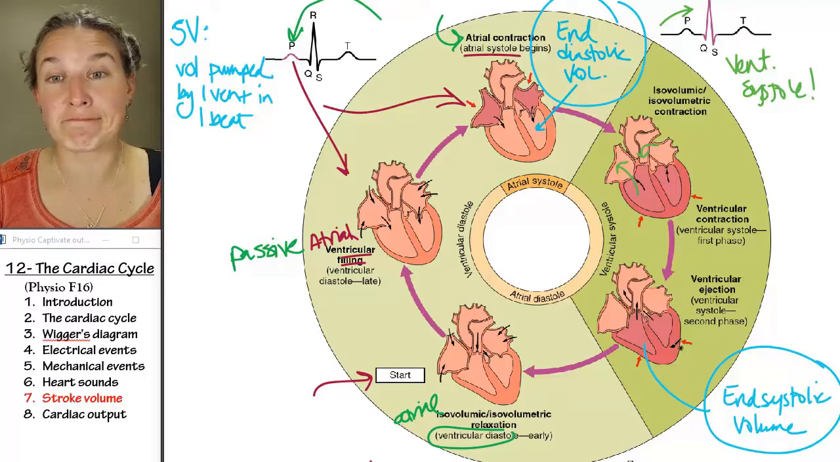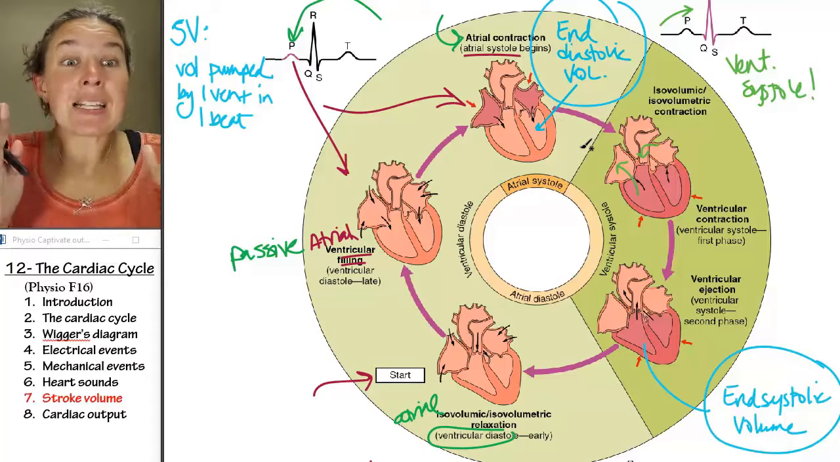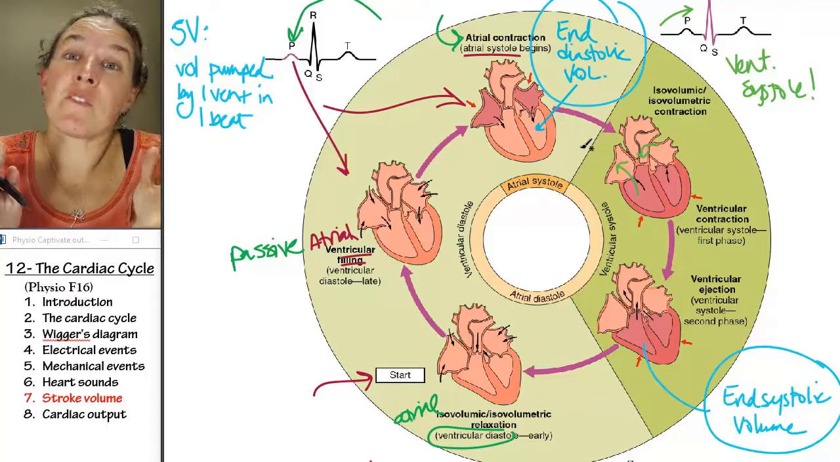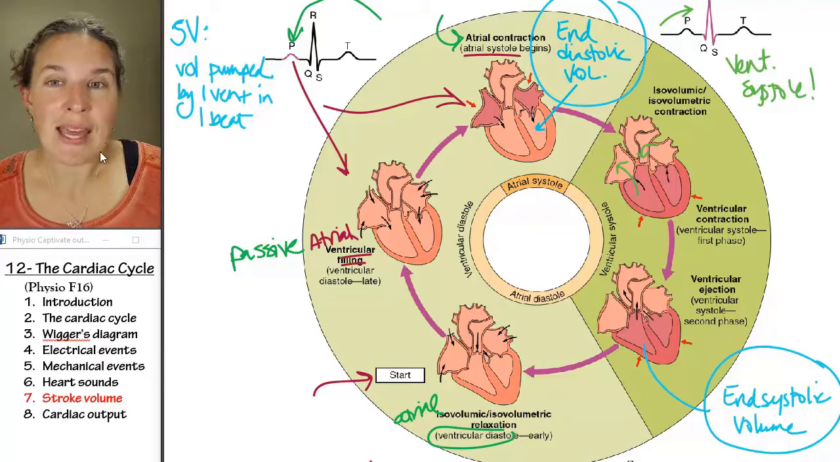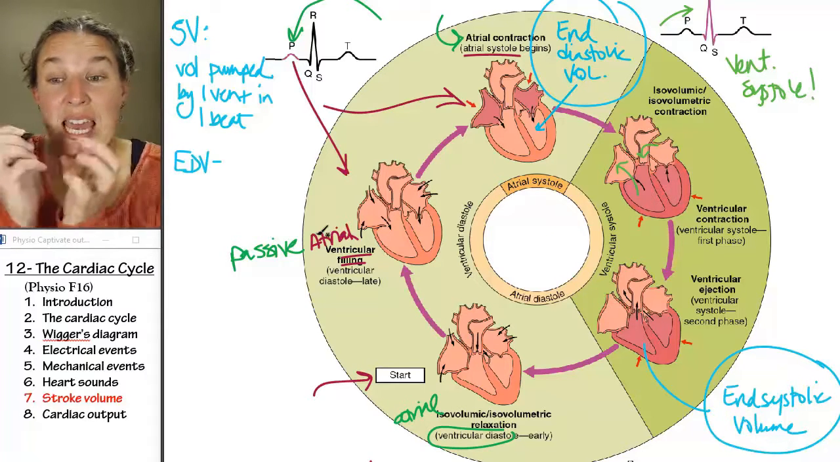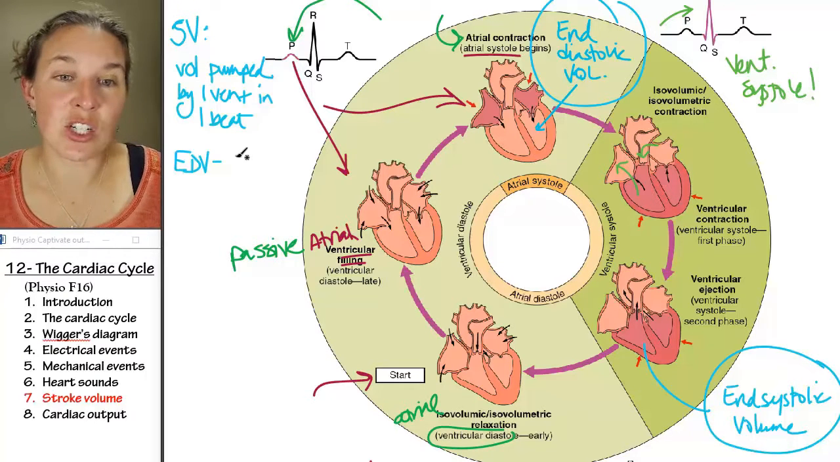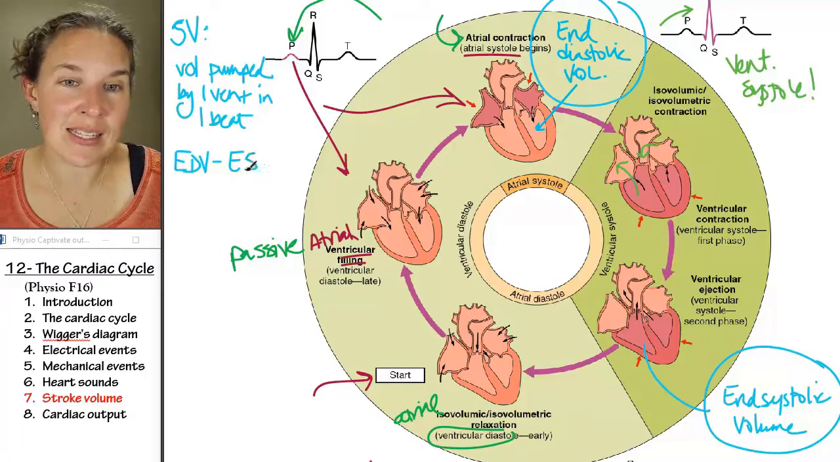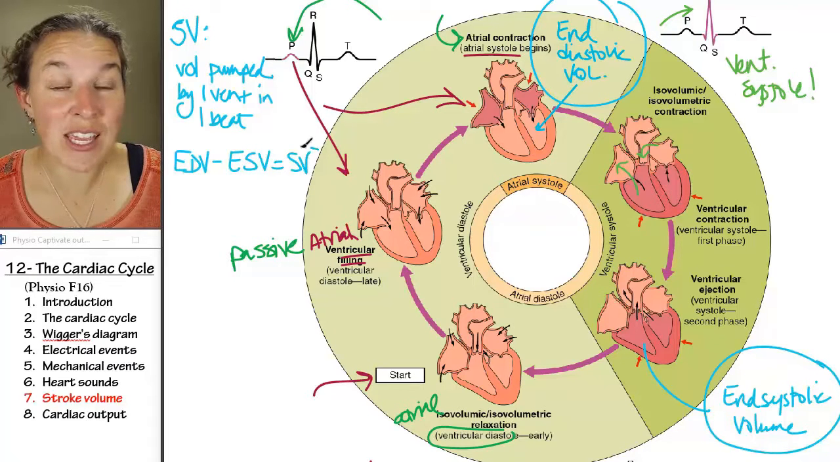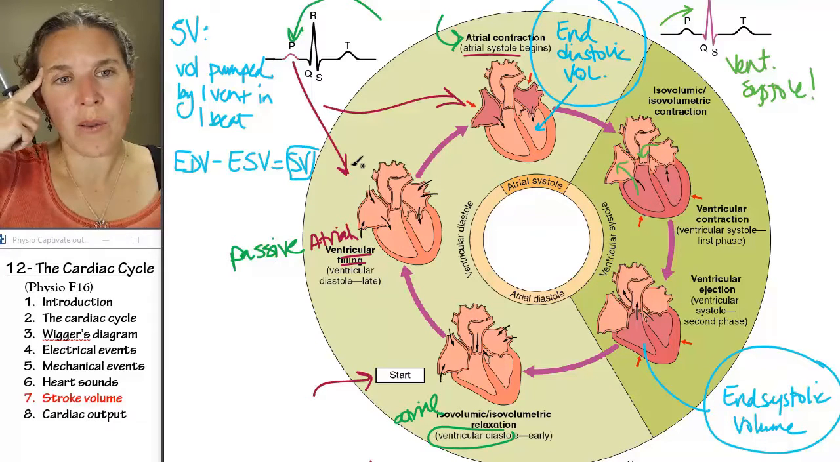ventricle in one beat? Well, the end diastolic volume is the maximum amount of blood that the ventricles can hold. And so end diastolic volume is the big number. The end systolic volume is what's left over after systole has occurred. End systolic volume. And that's your stroke volume, doggies. How easy was that? That was super straightforward.